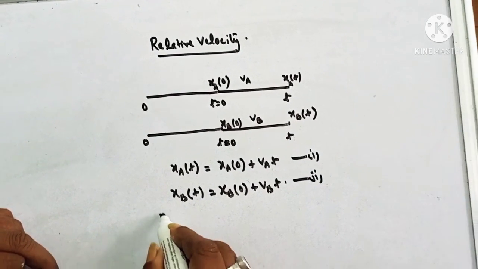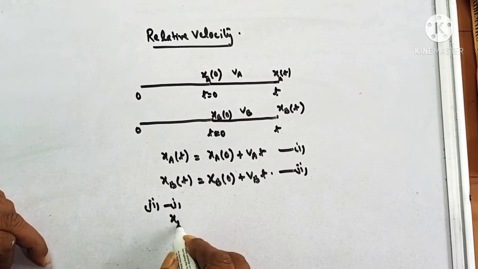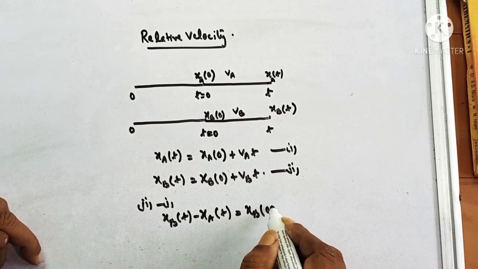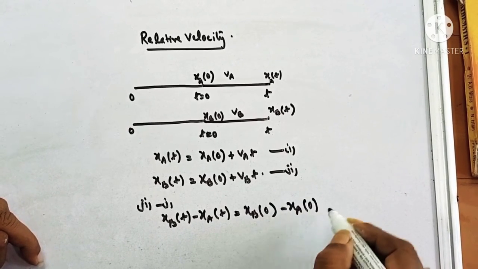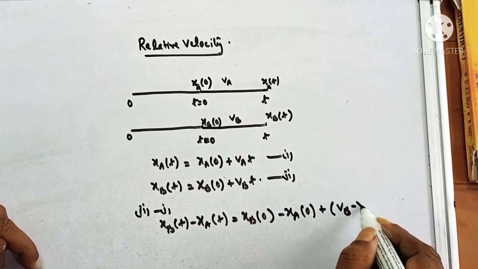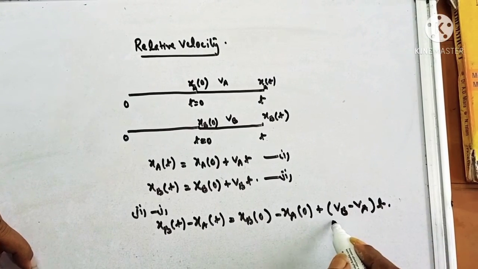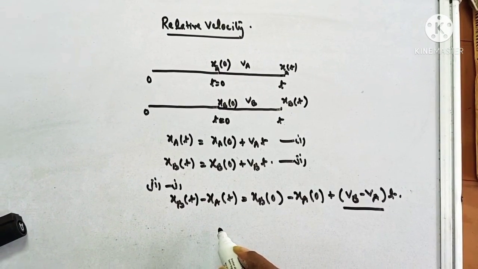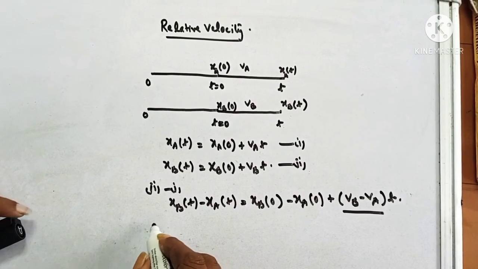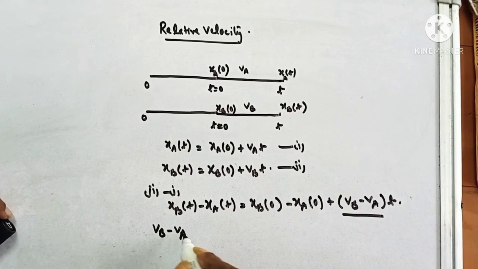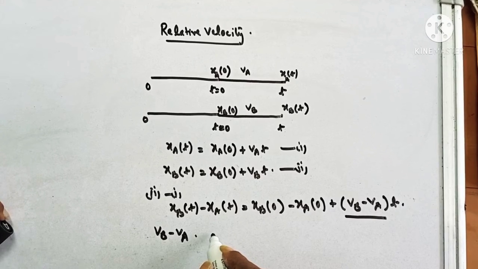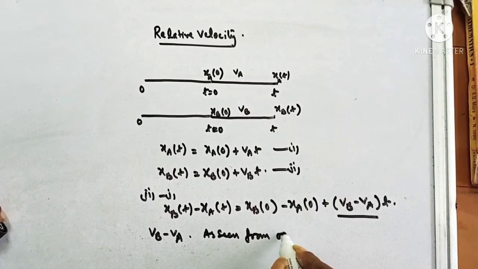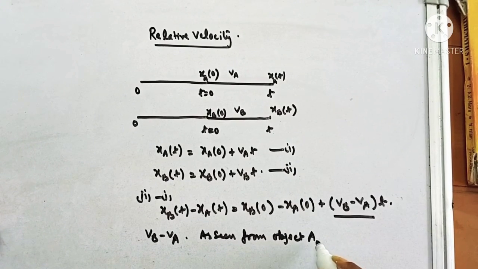Equation 2, 2 minus 1, we get xbt minus xat, that is equal to xb0 minus xa0 plus vb minus va into t. So this vb minus va, this is the main point. What is this? This is as seen from object A.